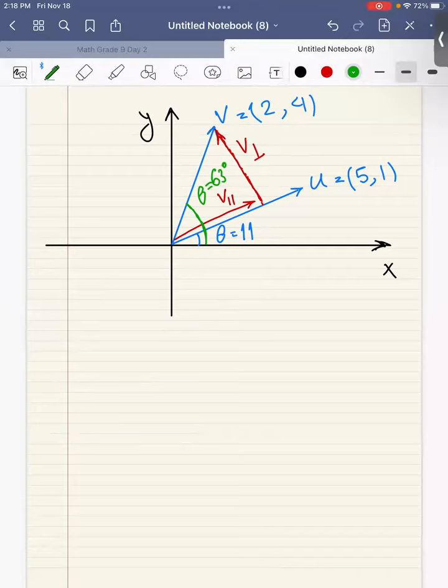Okay. So that means the angle between U and V, that I call alpha, this angle alpha is equal to what? The angle between U and V. 63 minus 11 is equal to 52.